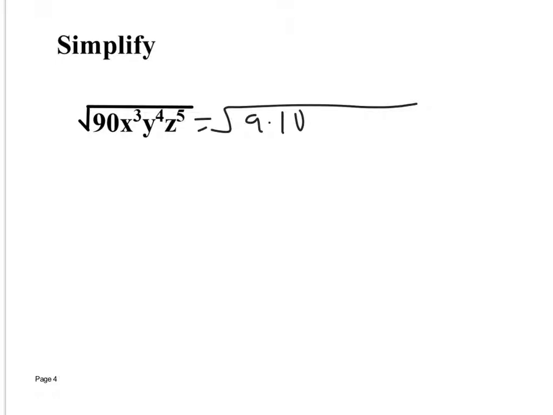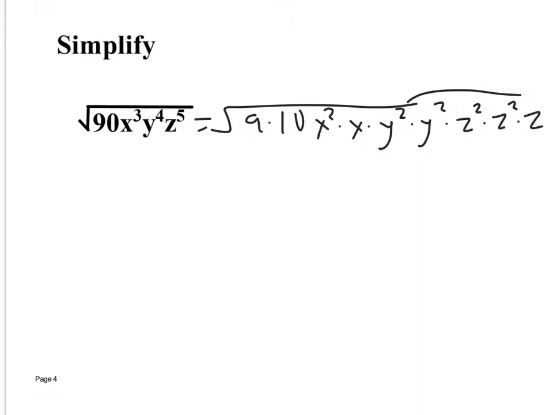Now, I'm going to break, and we're just doing this to show you, x to the third into x squared and x. And I'm going to show you why here in a second. Y to the fourth, I'm going to do y squared and y squared. And z to the fifth, I'm going to break into z to the fourth, z squared, and z. And I'm going to show you why here in a second.